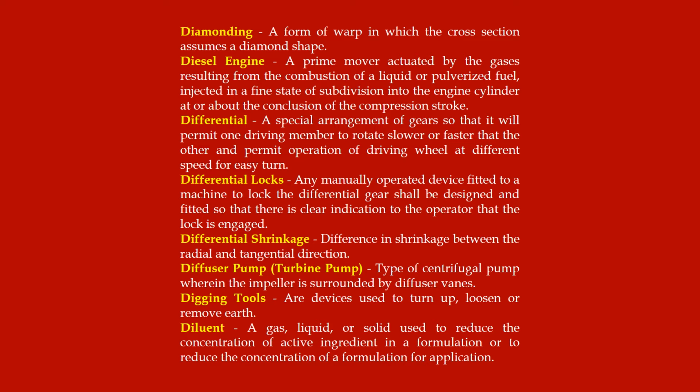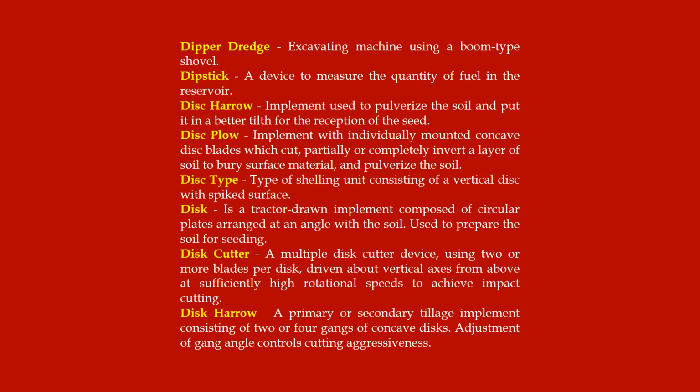Digging tools are devices used to turn up, loosen or remove earth. Diluent. A gas, liquid, or solid used to reduce the concentration of active ingredient in a formulation or to reduce the concentration of a formulation for application. Dipper dredge. Excavating machine using a boom-type shovel. Dipstick. A device to measure the quantity of fuel in the reservoir.